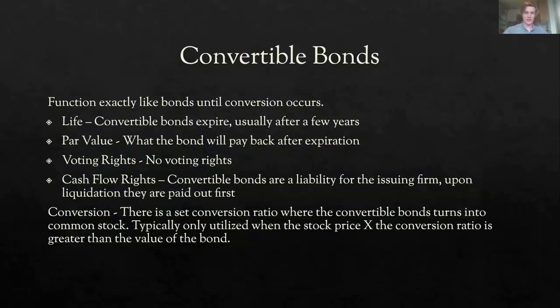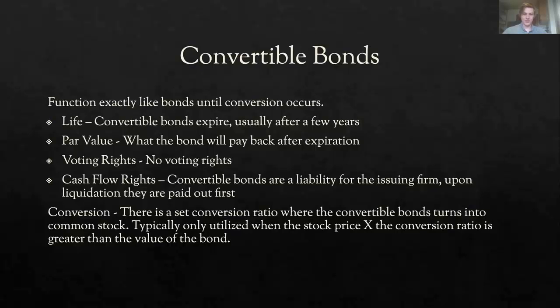Convertible bonds. They function just like bonds until a conversion occurs. So the life of a convertible bond, these expire, so you don't always have the ability to convert your bond to common stock. The par value is what the bond will pay back after expiration. Usually bond par value is just $1,000, but it isn't necessarily the case. Voting rights, these don't have any voting rights unless you convert them to common stock, and then they have the same voting rights as common stock.